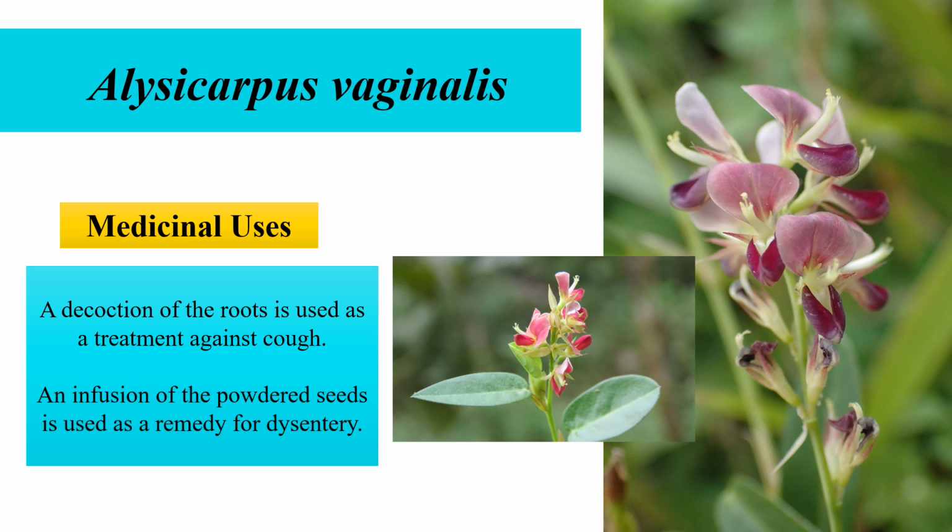Next is Alysicarpus vaginalis. Here also you can observe the flower structure, the structure of Fabaceae members. These are also short-lived herbaceous plants, mostly found in open grassy slopes, roadsides, in grasslands, etc. The leaves in Alysicarpus vaginalis are unifoliate, ovate to oblong elliptic. The flower color varies from pinkish to light or pale purple.